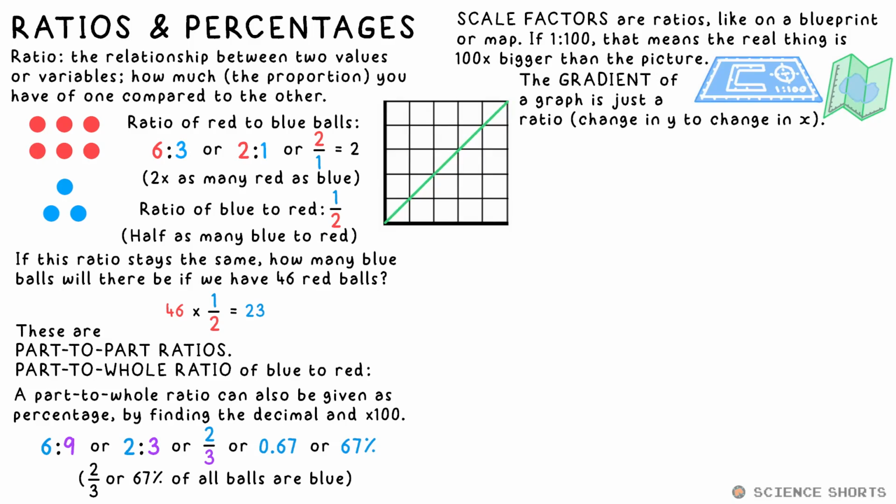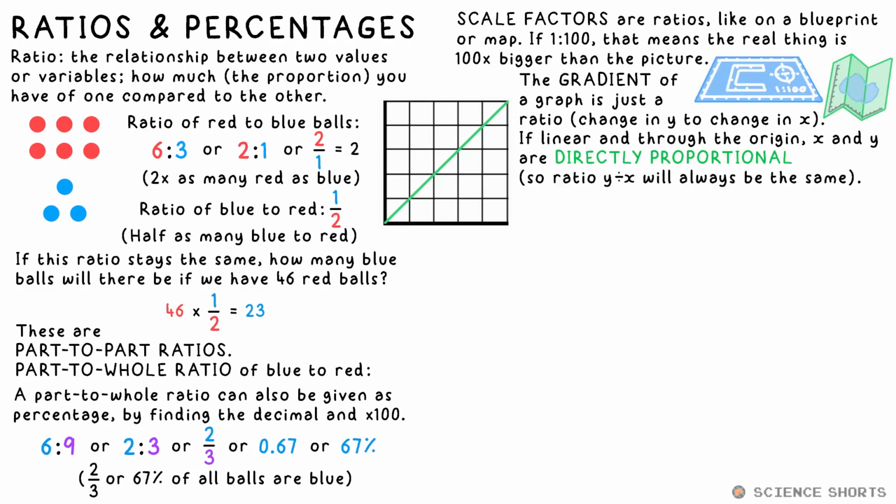The gradient of a graph is just a ratio, remember? A gradient of 3 means a ratio of 3:1. We go up 3 every time we go across 1. For a straight line graph through the origin, the ratio is the same all the way up the line. That means that the 2 variables on the axes are directly proportional. If one doubles, so does the other. It's very important in science too.